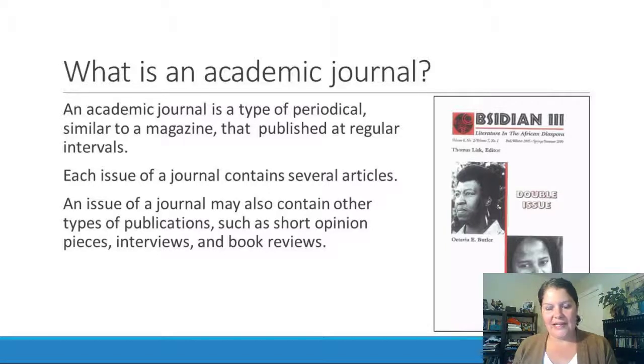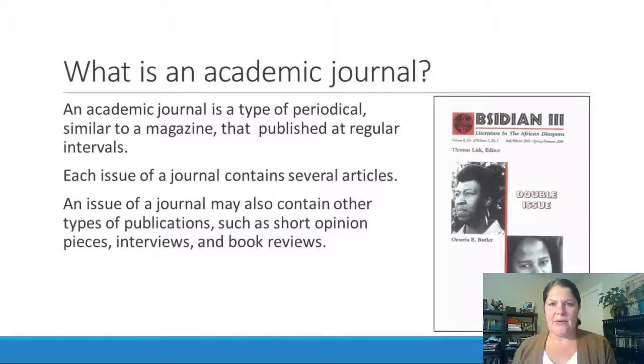And the image that you see on this slide is the picture of the cover of the issue of the journal that last article was published in. So that article by Gregory Hampton was published in a journal that's called Obsidian 3, Literature in the African Diaspora. And this is a picture of the cover of that specific issue. So in that issue, there was the article by Gregory Hampton, but there were also a lot of other articles. And I believe there was also an interview and also some book reviews.